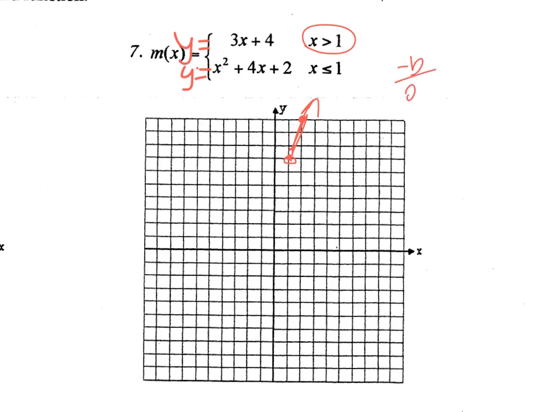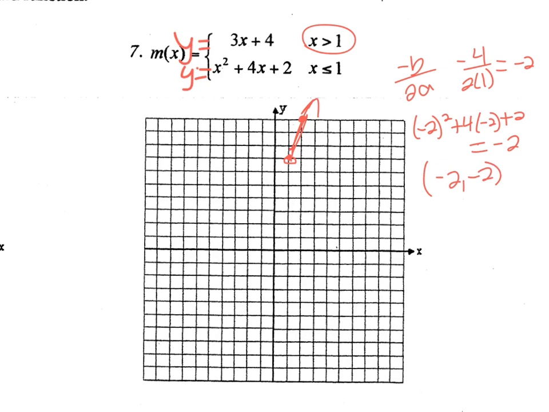Remember, you need to do negative b over 2a to find the axis of symmetry. So that'll be negative 4 over 2 times 1. So that ends up being negative 2. Then you're going to plug that back into the original equation. So I have negative 2 squared plus 4 times negative 2 plus 2. Stick that in your calculator and you get negative 2. So we know the vertex of the parabola is at negative 2, negative 2.